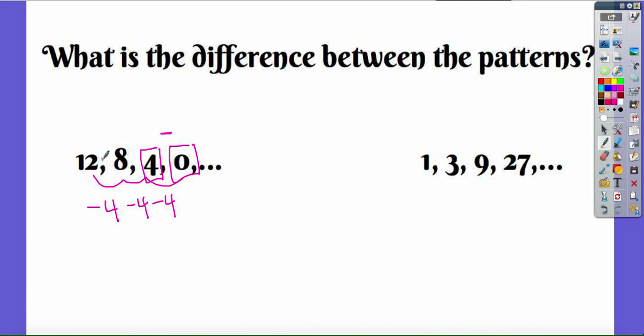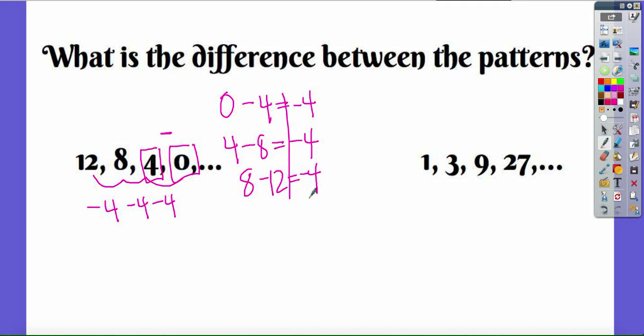Now, if that doesn't work, then it's going to have to be a different type of pattern, or maybe not one at all. So if I wanted to check, I could say 0 minus 4, that gives me negative 4. 4 minus 8, that gives me negative 4, and 8 minus 12, that gives me negative 4. That showed me the pattern that this sequence is growing by.